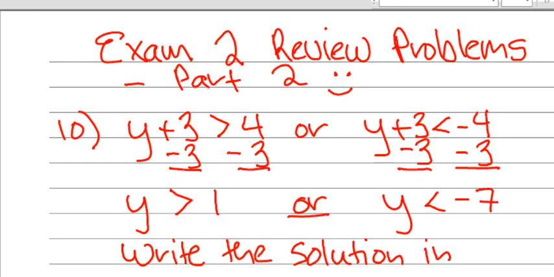So I'm just solving for y. I'm subtracting 3 from both sides. And when I do that, I get y is greater than 1, or y is less than negative 7.